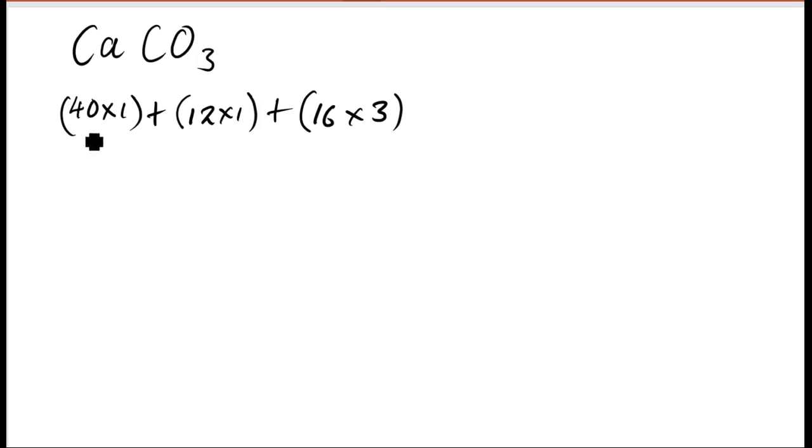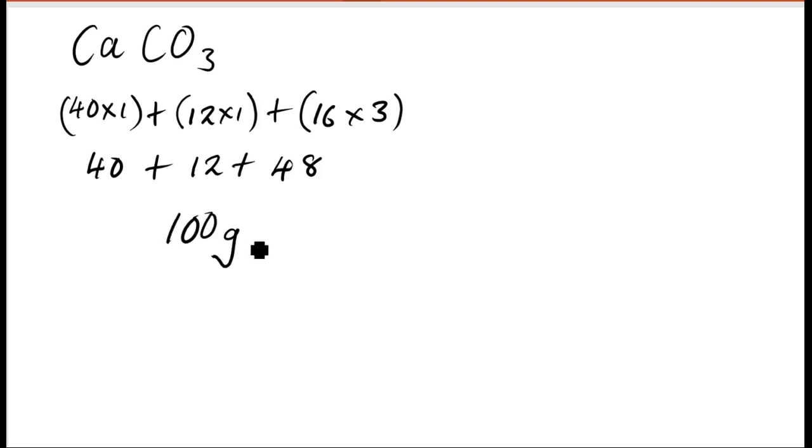So the formula mass would be 40 times 1 is 40, plus 12 times 1 is 12, plus 16 times 3, that is going to give us 48. Now when we add 40 plus 12 plus 48, we have 12 plus 48, that is 60. 60 plus 40, that is 100 grams per mole, because what we are calculating is the formula mass, which is almost the same as the molar mass.